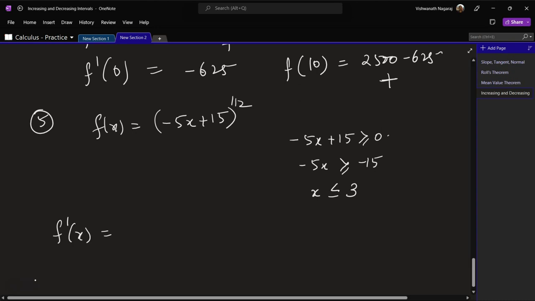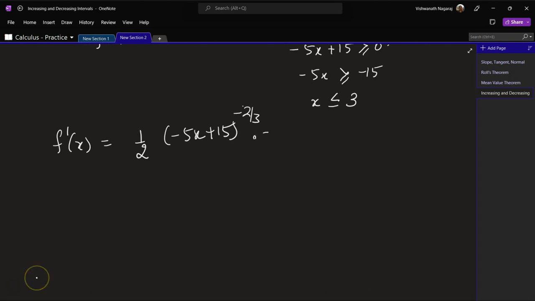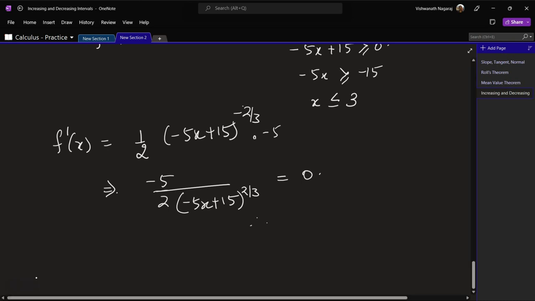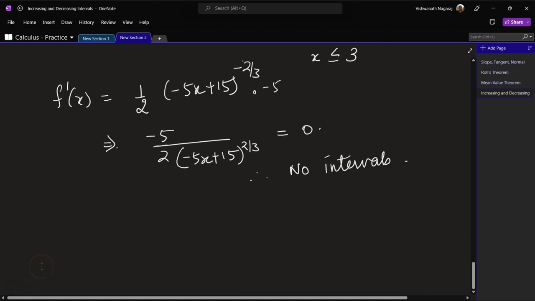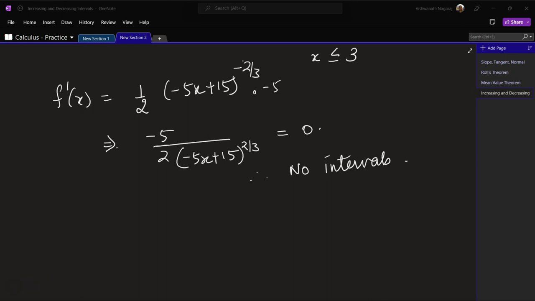F prime of x is equal to 1 by 3 times (minus 5x plus 15) to the power of 1 by 3 minus 1, that is minus 2 by 3, times minus 5. So which gives us minus 5 by 3 times (minus 5x plus 15) to the power of minus 2 by 3. Now if we equate it to 0, what happens? This whole thing disappears, x itself disappears. So that means there are not going to be any intervals. So there is no value of x for which the slope is 0. So let's just look at figuring out what the slope is.